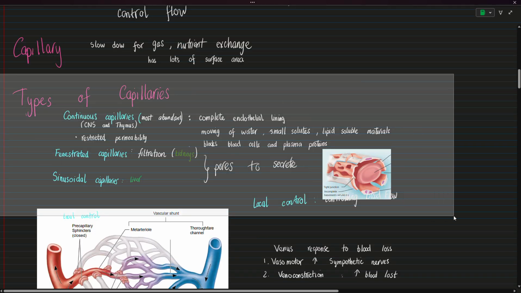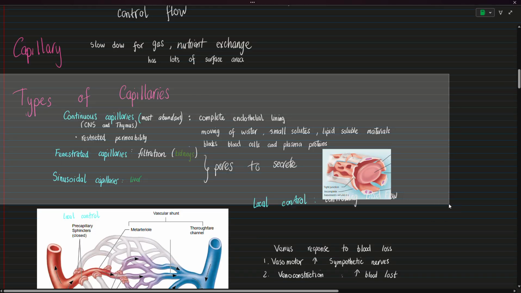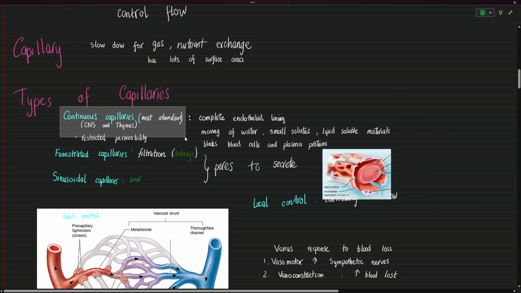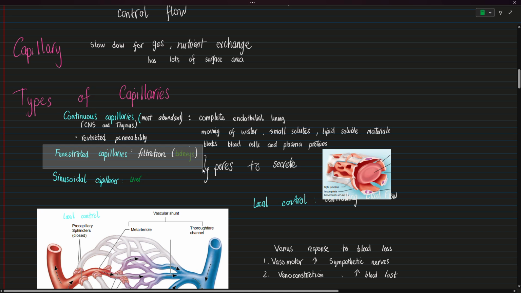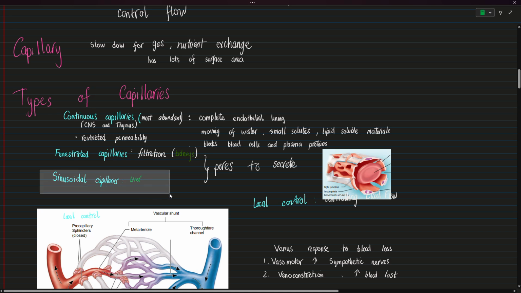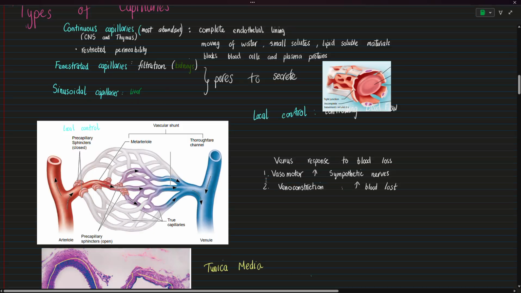In the capillaries, we have three types of lining. We have continuous lining, which is the strictest. It is for moving water, small solutes, and lipid-soluble materials. And we have fenestrated capillaries, usually found in the kidneys for filtration, and sinusoidal capillaries, usually found in the liver. They have pores or openings to secrete stuff.